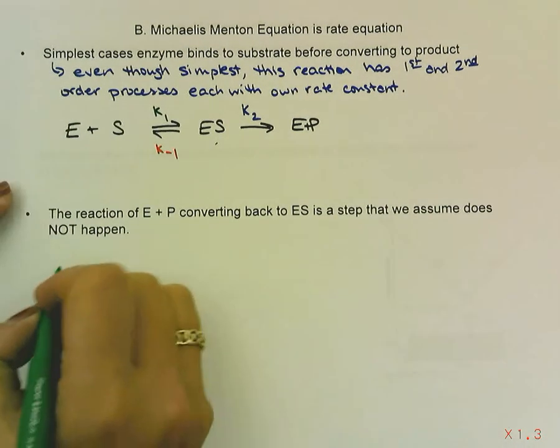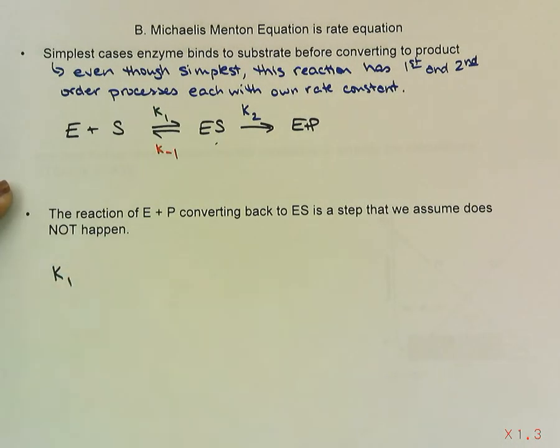So let's look at K1. Looking at K1, how many reactants are participating in the K1 reaction? 2. If it's 2, then is it first order or second order? Okay.